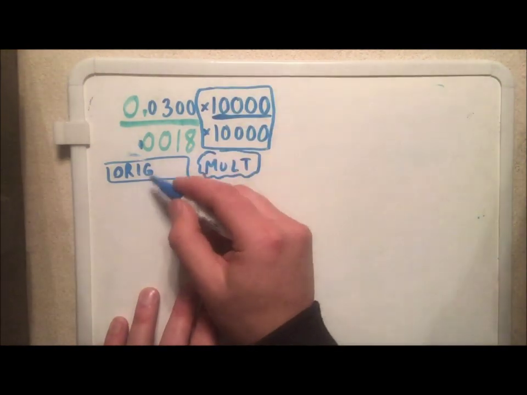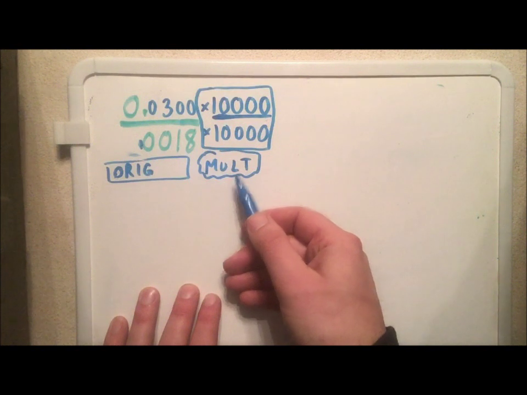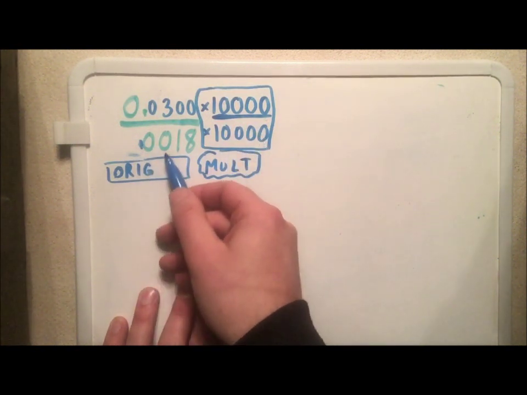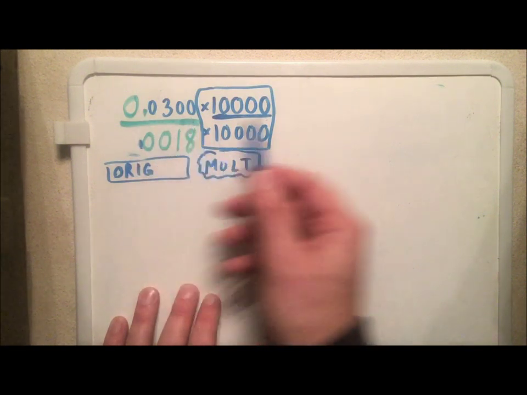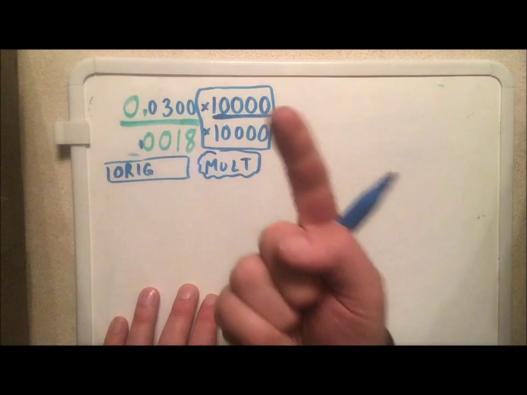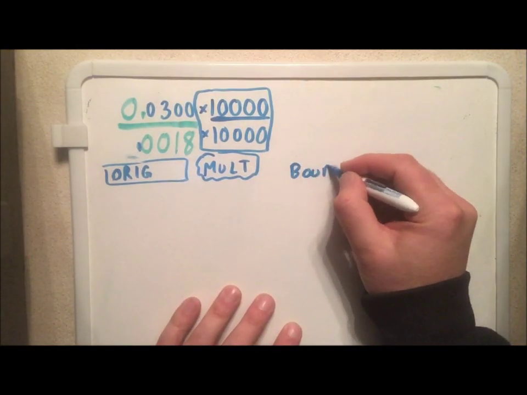Okay, so this is the first thing, you write your original. The second thing, you show your multiplication. 1, 2, 3, 4 zeros, that'll account for 1, 2, 3, 4 bounces. And these are the same top and bottom, because top and bottom being the same equals 1. And then the next thing is we show the bounce.